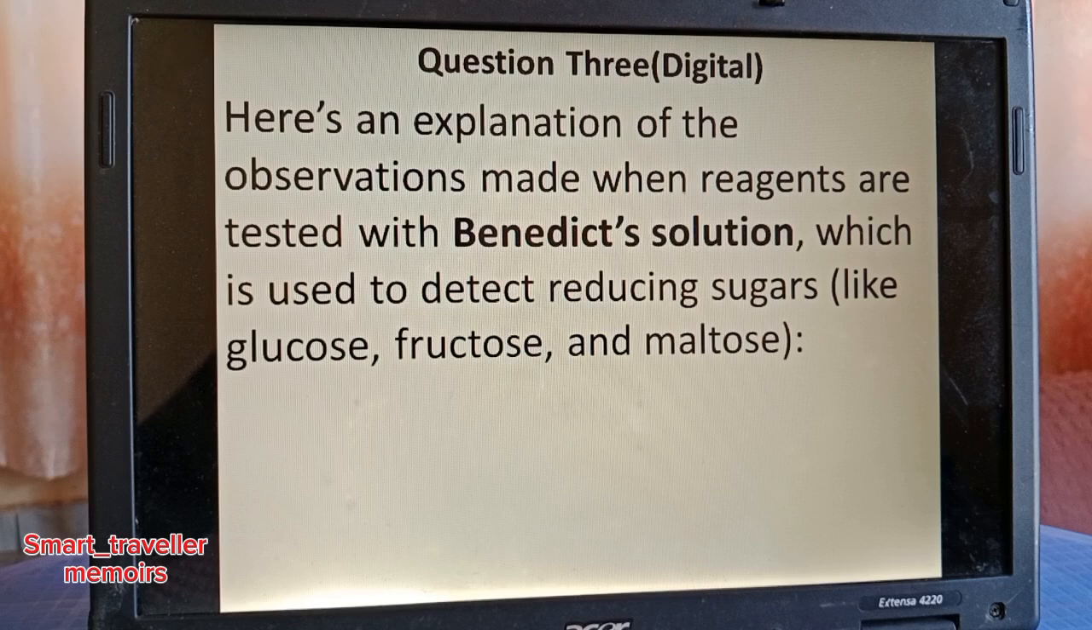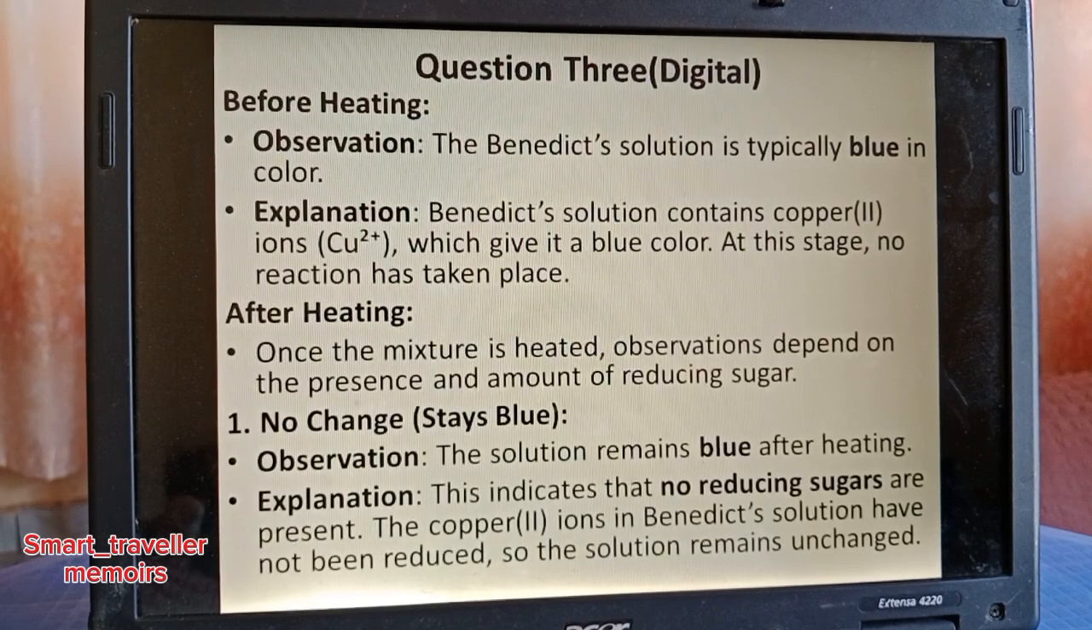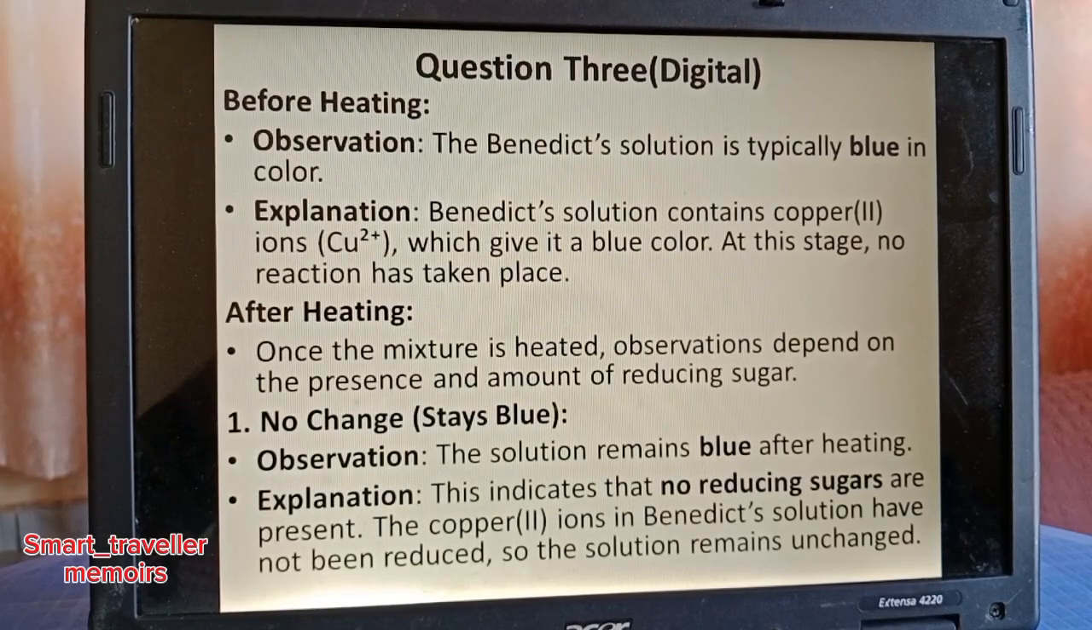Question 3. Here is an explanation of the observations made when reagents are tested with Benedict solution, which is used to detect reducing sugars like glucose, fructose, and maltose. Before heating, the observation is that the Benedict solution is typically blue in color. Explanation: Benedict solution contains copper 2 ions, which give it a blue color. At this stage, no reaction has taken place.